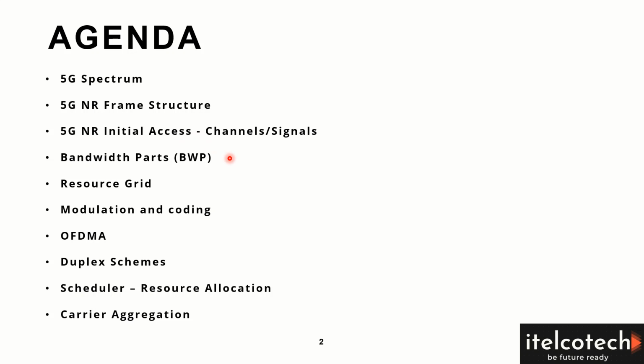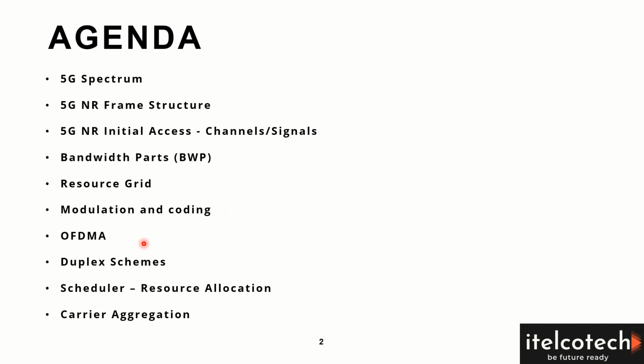that bigger chunks of frequency bands need not be taken care of by the user devices, and they can reduce or optimize their power consumption. We'll look into the resource grid, what are the different resource blocks and resource element allocations in 5G, how the modulation and coding schemes look like in 5G. We'll look into that in more detail.